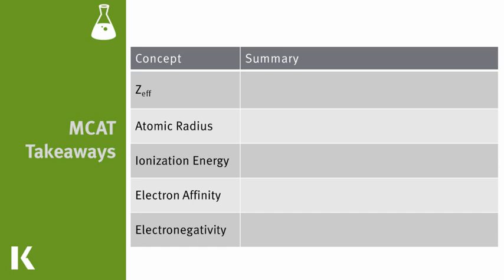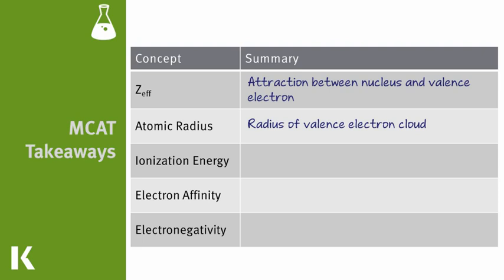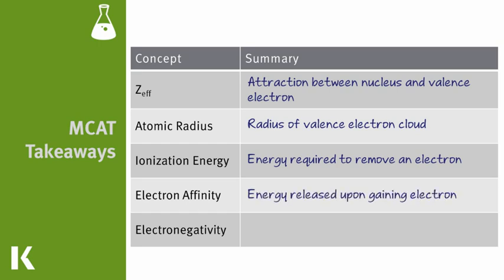In this video, we looked at some very important periodic trends that you will need to be familiar with for test day. We defined the effective nuclear charge as the attraction between the nucleus and the valence electrons, and the atomic radius as the distance between the nucleus and the outermost electrons. The ionization energy is the energy required to remove an electron from the valence shell, and the electron affinity is the energy released when an electron is added to the valence shell.